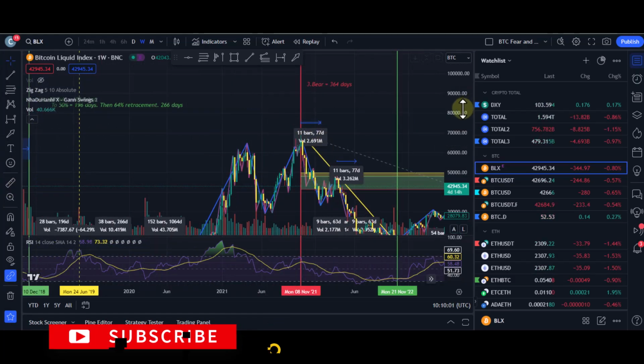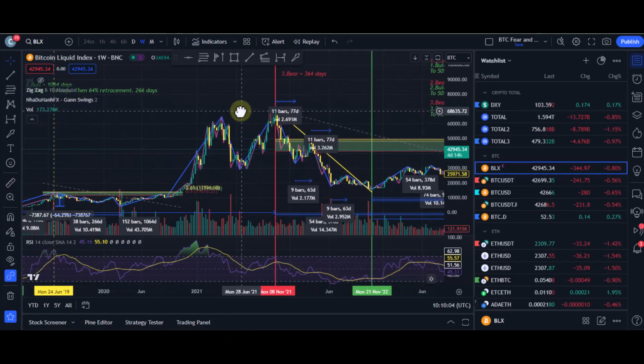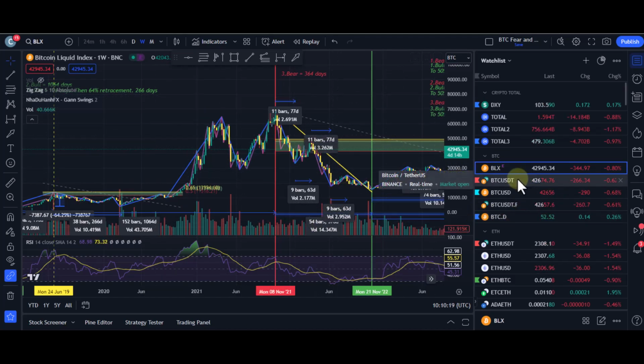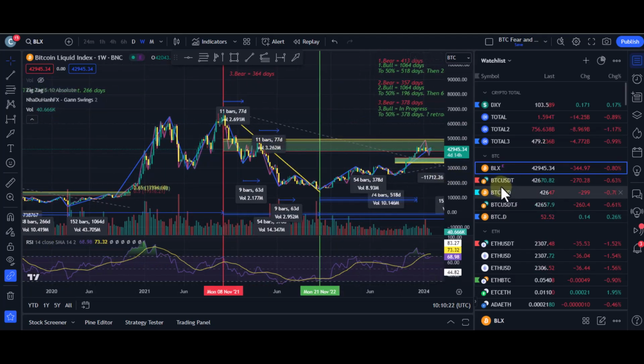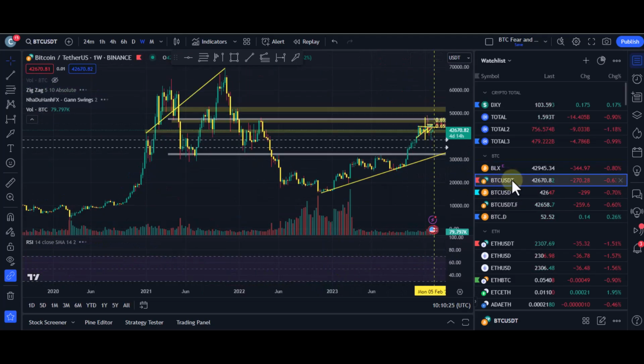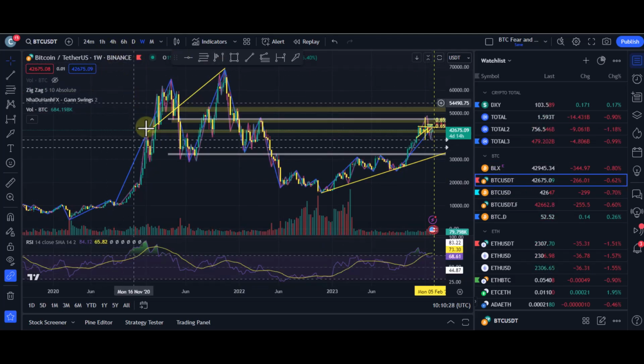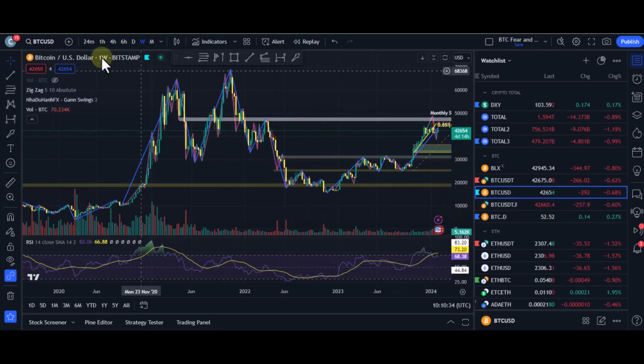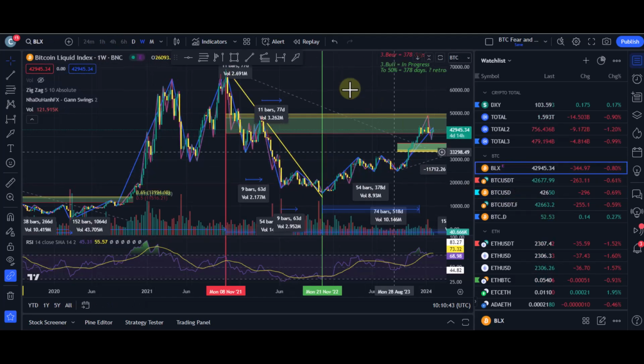What I've got here is a Bitcoin chart, called the Bitcoin Liquid Index. Get this on your chart, BLX. The reason this is important is that the BLX chart is an amalgamation of all of the top exchanges. For example, if I click on this Bitcoin versus the dollar chart, this is Binance's trading volume. The other one, still Bitcoin versus the dollar, is Bitstamp's volume. It's different, and the prices might be slightly different as well, but the BLX is an amalgamation of them all.